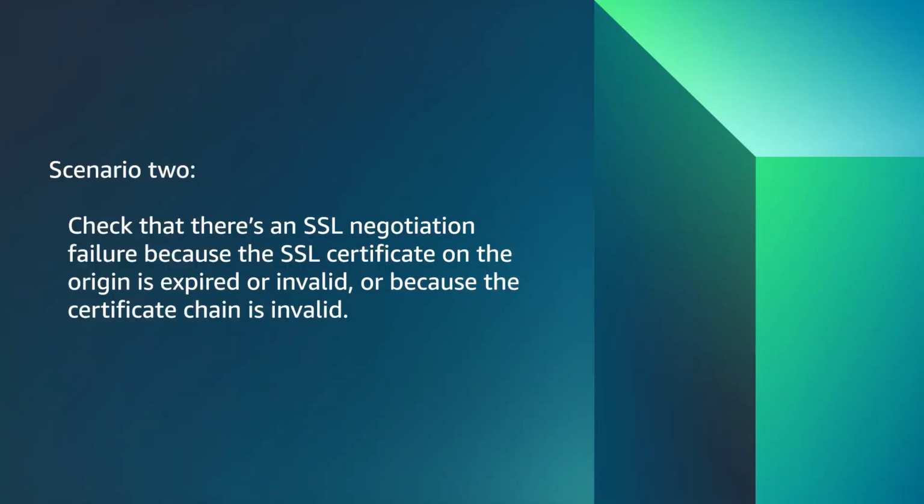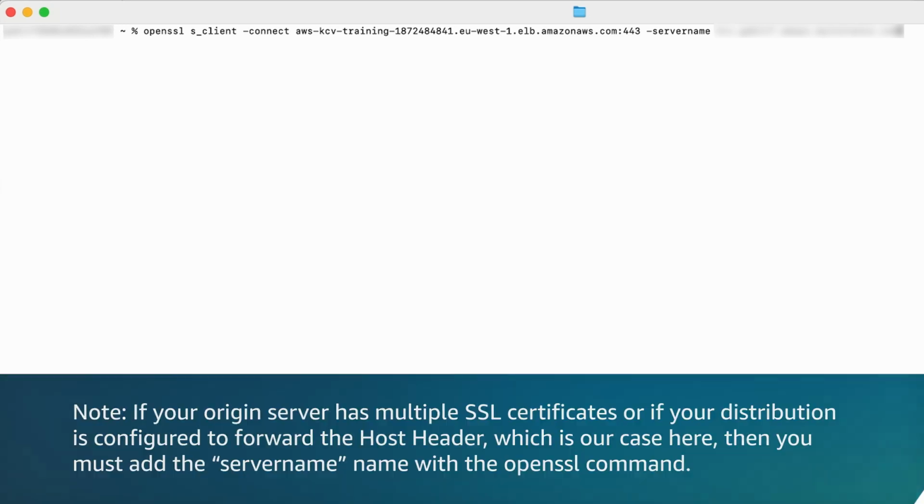Scenario 2. Check whether there is an SSL negotiation failure because the SSL certificate on the origin is expired or invalid, or because the certificate chain is invalid. To test the SSL negotiation and check the origin server certificate, use the OpenSSL command. Note, if your origin server has multiple SSL certificates, or if your distribution is configured to forward the host header, which is our case here, then you must add the server name with the OpenSSL command.